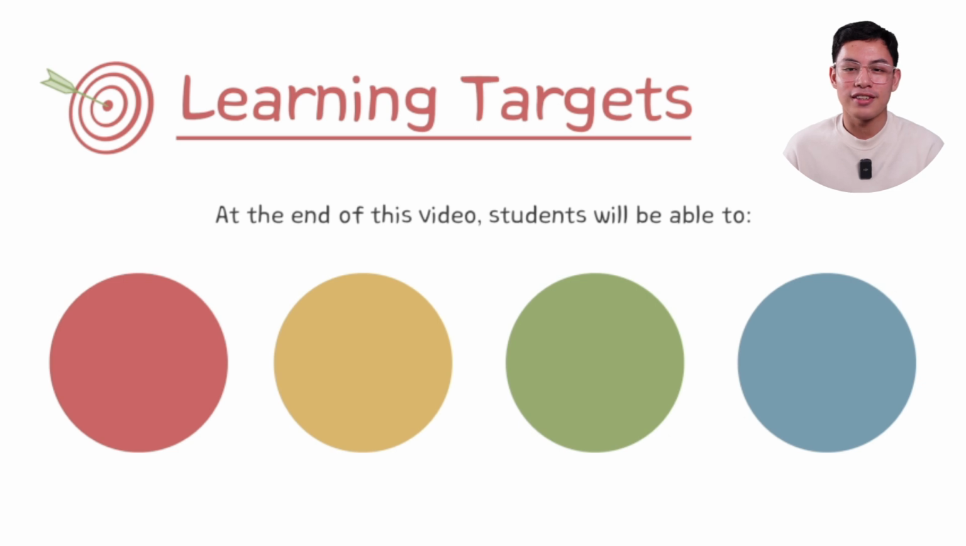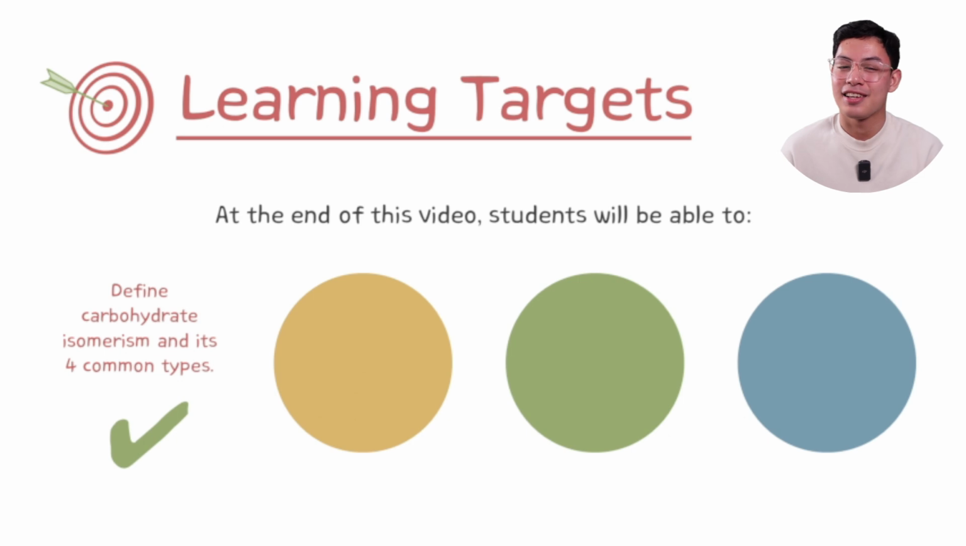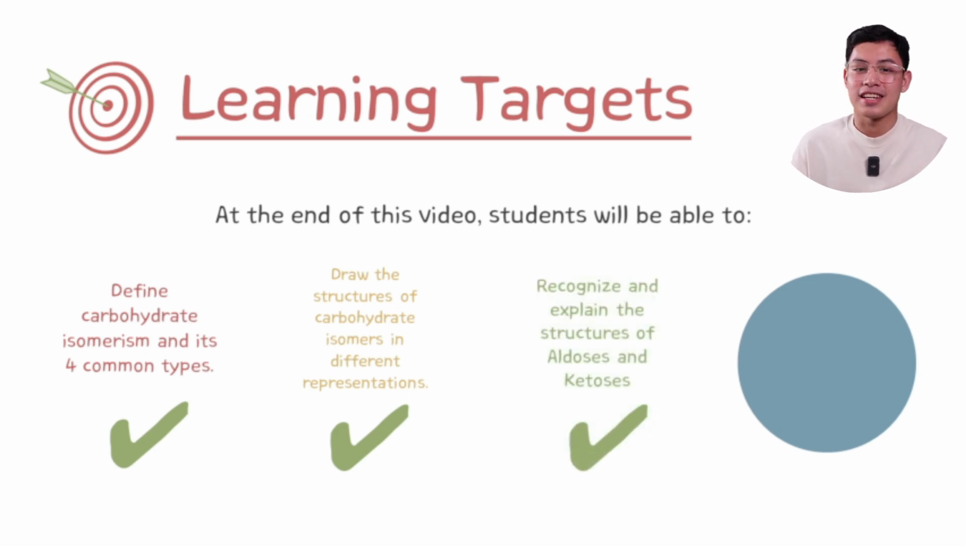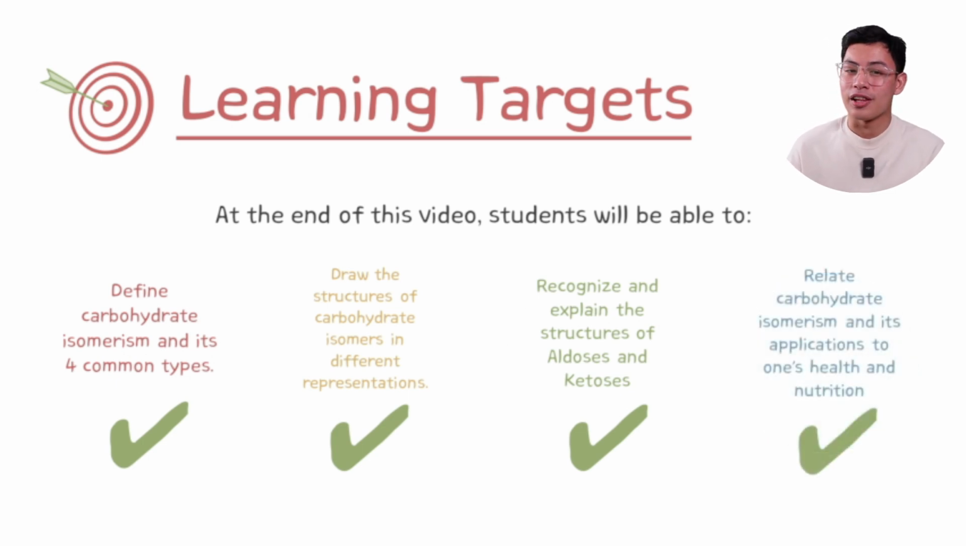We had 4 learning targets. The first was to define carbohydrate isomerism and its 4 common types. The second was to draw the structures of carbohydrate isomers in different representations, covering the Fischer, Haworth, and chair conformations. The third learning target was to recognize and explain the structures of the aldoses and ketoses as we differentiated the family trees of both groups. And last but not the least was to relate carbohydrate isomerism and its applications to one's health and nutrition.